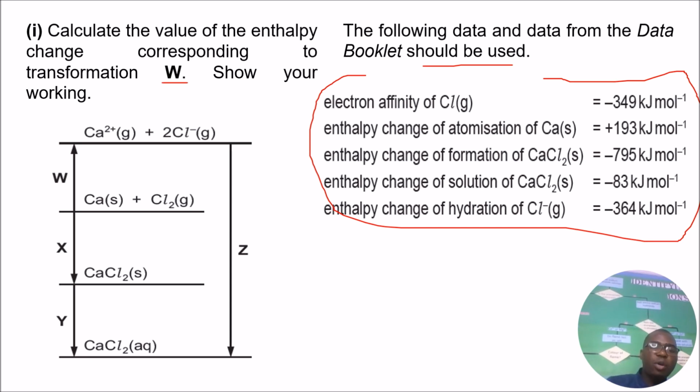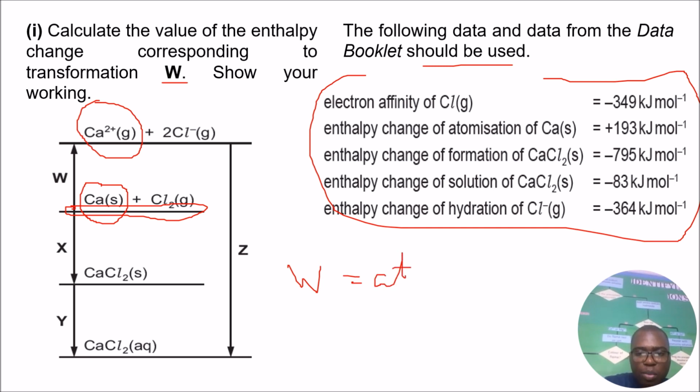So you look at W. W is from this level going to that level here. Now you ask yourself, remember, the first thing you ask yourself is, how did this calcium solid move to Ca2+ gas? Meaning there are two things that happened here. This calcium, first of all, was atomized. It moved from solid to gas. So there is enthalpy change of atomization. So this W, if you look at it, there is atomization represented, okay?